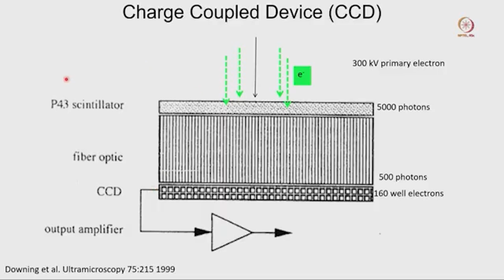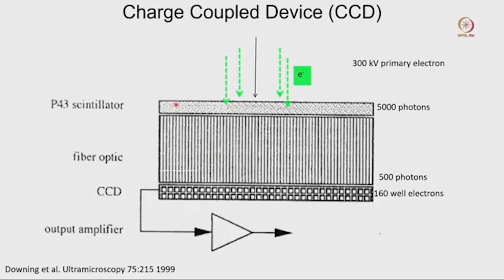Now, how is this charge coupled device working? As I discussed, the charge coupled device has a scintillator. This is the P43 scintillator, where the electron comes, interacts, and is converted to a photon. Here the fiber optics is there. When the electron hits here, the signal goes through the fiber optics to the pixel sensor, which records those photons and gives the actual image.